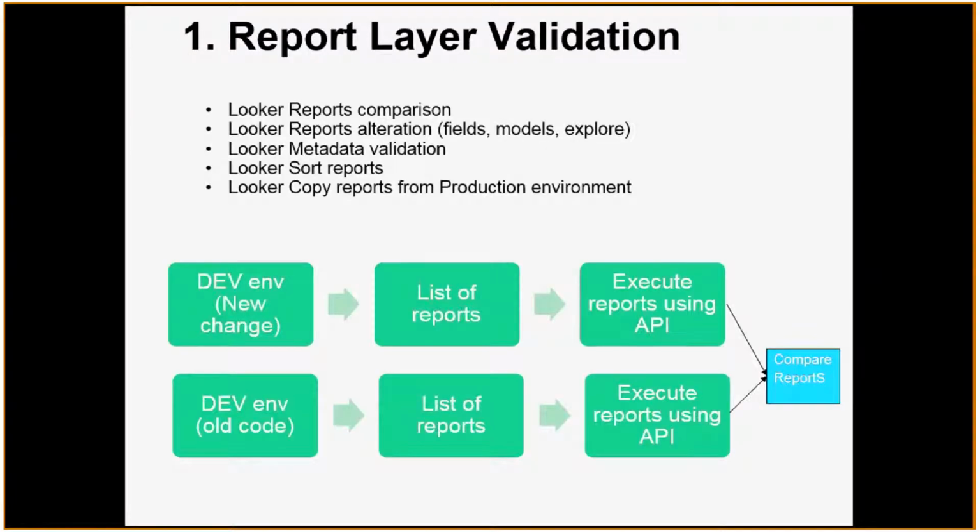The first thing we are going to talk about is report layer validation. Report level validation covers report level comparison, report level alteration, metadata validation, sorting reports, and copying reports from production. You can see there are different reports in the dev environment with the new change and the old change. We execute the reports with the old code and new code and compare them. This validation checks that, because of the new change we make, the existing functionality is not broken.